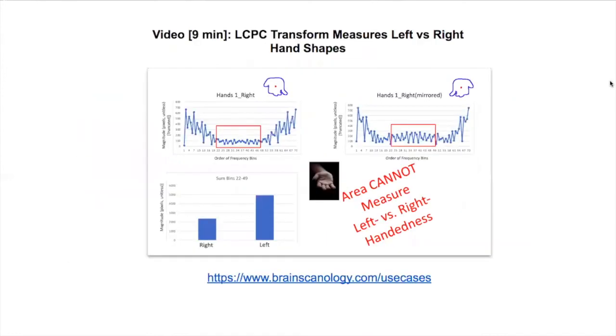So, for those who are interested, we have a video on how the LCPC transform can objectively measure the shape of left versus right hands, which is something that area and volume cannot.